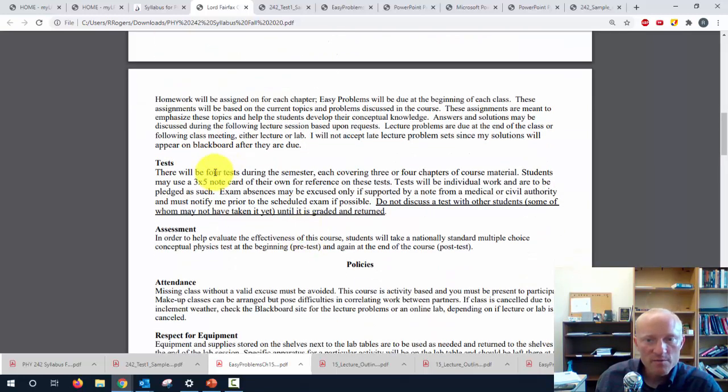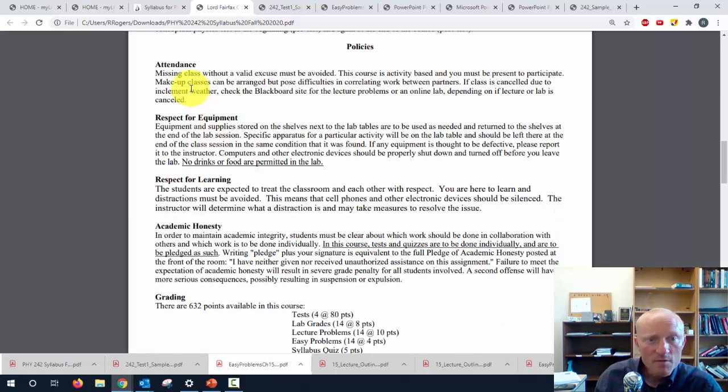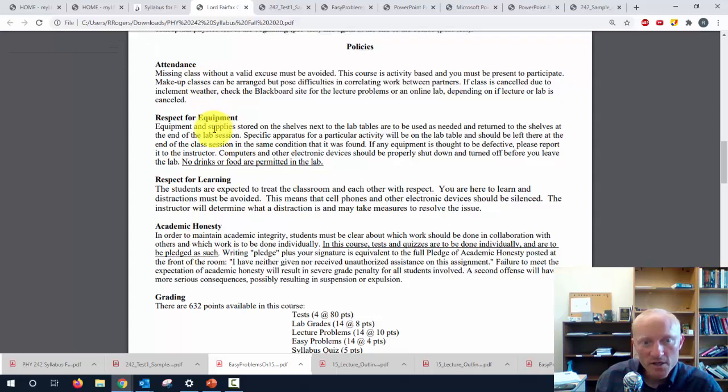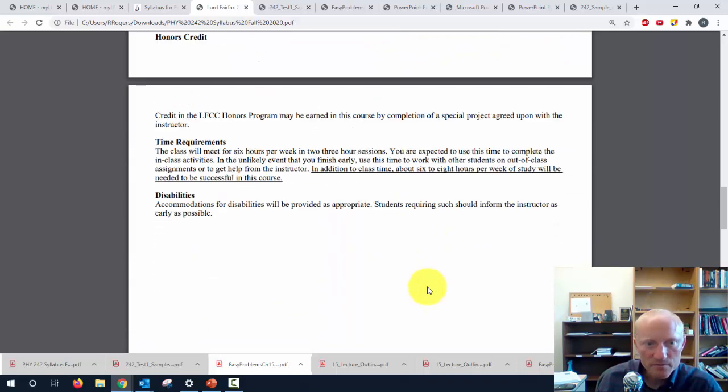4 tests scattered throughout the semester. You can have a note card just like you could in a face-to-face. And these will be on Canvas using some stuff that I haven't learned yet, but they will definitely be there. Please do come to class. Kind of important. That's how you learn. I guess you don't have to respect my equipment this time. Please do be respectful to each other. And last of all, don't cheat. Here's kind of the breakdown of the points. You can see tests, labs, lectures, easy, and the syllabus quiz. Standard A, B, C, D applies.